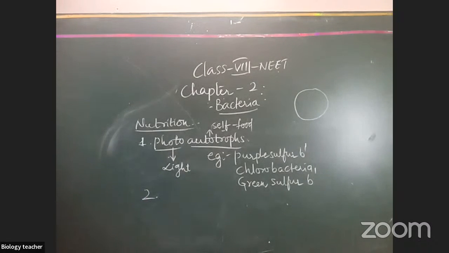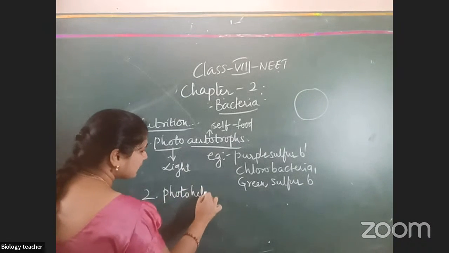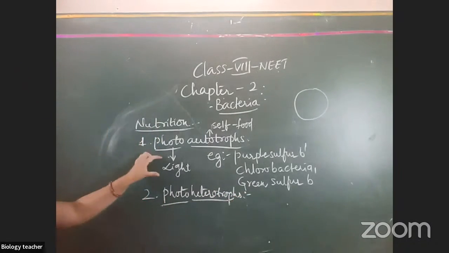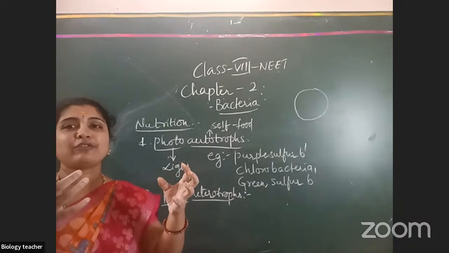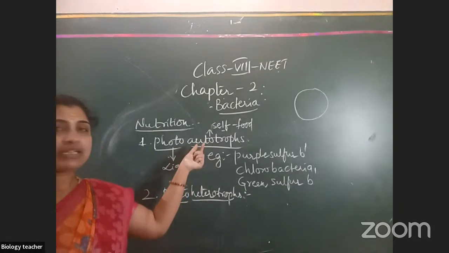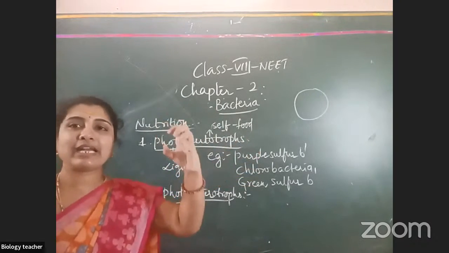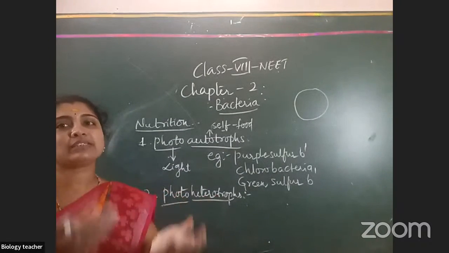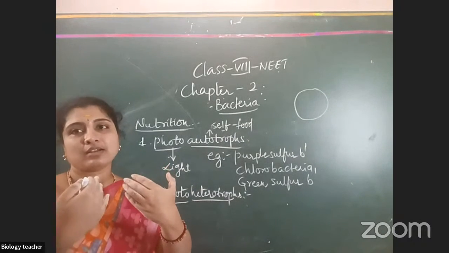Next one is photoheterotrophs. Photo means light. Heterotrophs means they depend on others for food, means they take the food and eat. They take light as energy. What is the difference between photoautotrophs and photoheterotrophs? Here these bacteria take light and prepare food. But photoheterotrophs, without preparation of food, take solar energy directly as food. No preparing food; they directly take the light.